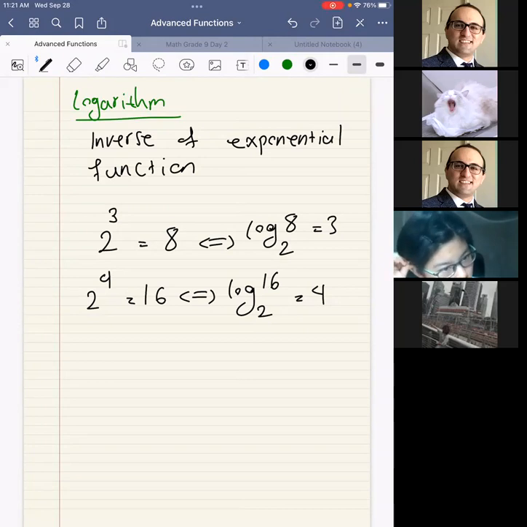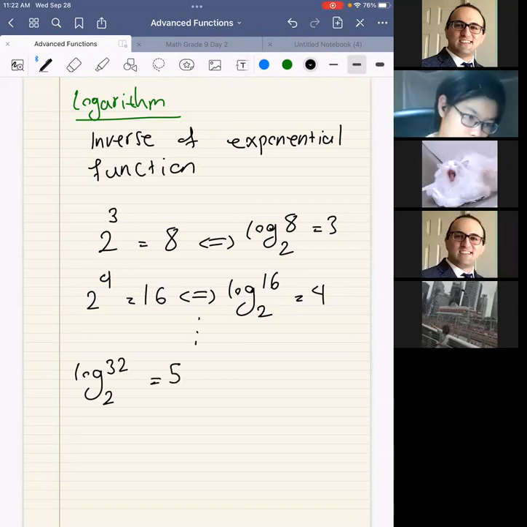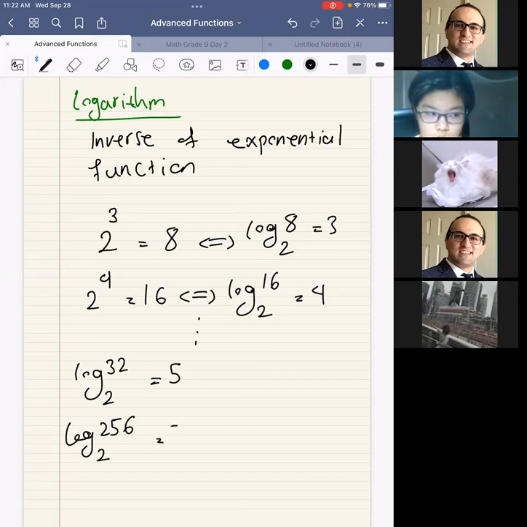Now, if you follow this logic, what is log of 32? Again, you have to keep track of the base because the base is important. If I change the base, that gives us another logarithm. So what is log of 32? I think 5. What is log of 256? And so on and so forth.